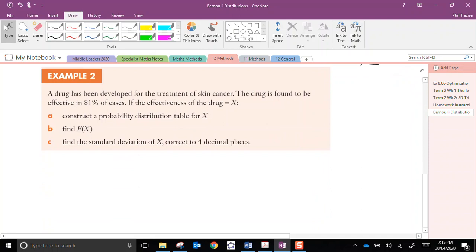Now, here's another example where we might do some calculations. A drug has been developed for the treatment of skin cancer. Hooray. The drug is found to be effective in 81% of cases. Now they define for us the effectiveness of the drug as X. So the probability of success, that the drug is effective, is 0.81. Q then, let's just work that out straight away. 1 minus 0.81, so this would be 0.19. Remember, it's only success or failure, they must add to equal 1.